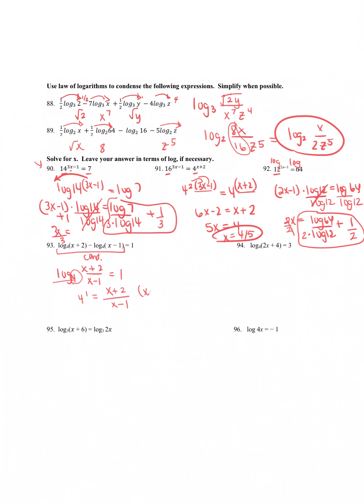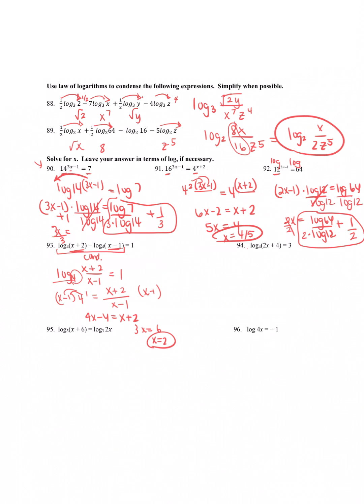If I multiply by the x minus 1 to both sides, I'll have to distribute that. So I get a 4x minus 4 is equal to x plus 2. And what I'm going to get is 3x is equal to 6. So x is equal to 2. Again, double check to make sure it's not negative, and it's not, so that answer works.